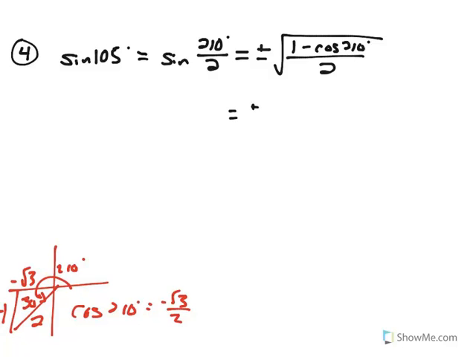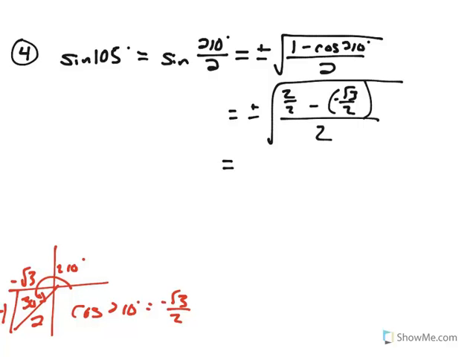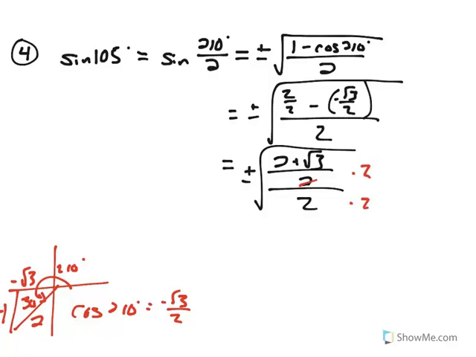So I can put that into my radical. I'm going to change the 1 then to 2 over 2. We have common denominators for our fractions, so that's going to be 2 plus the square root of 3 over 2. This is over 2. If we multiply the top and bottom of the fraction by 2, those 2's cancel, and we end up with plus or minus the square root of 2 plus the square root of 3 over 4.